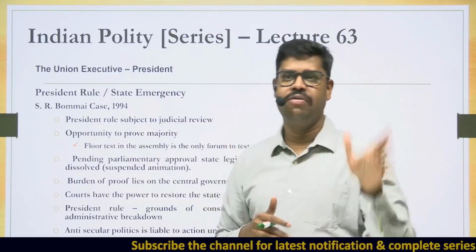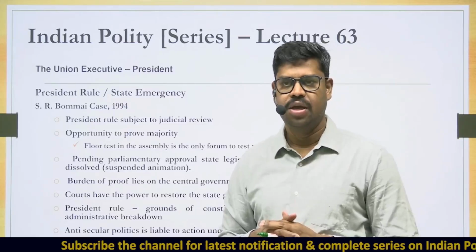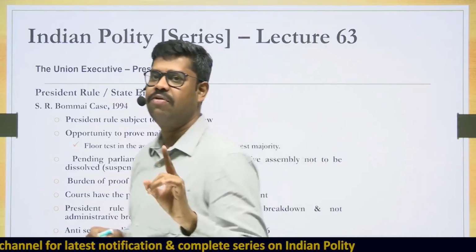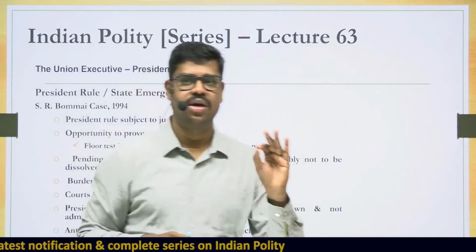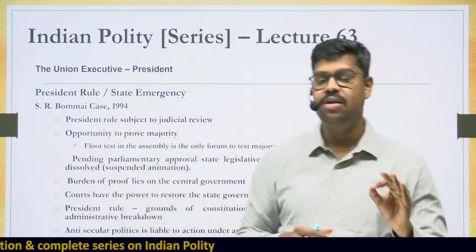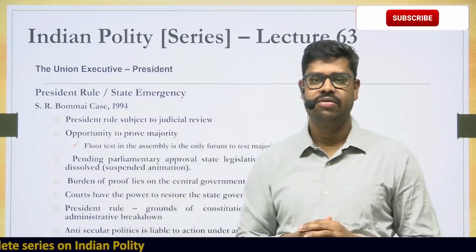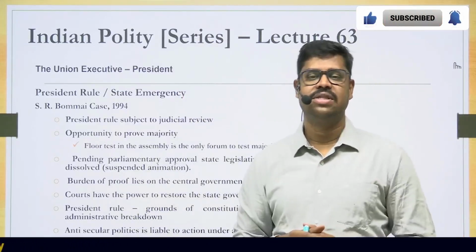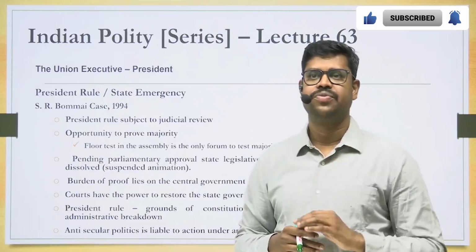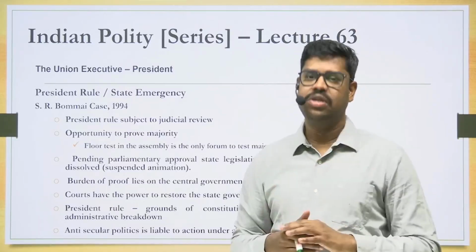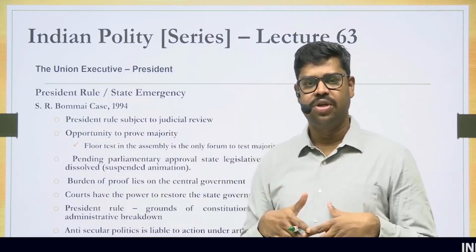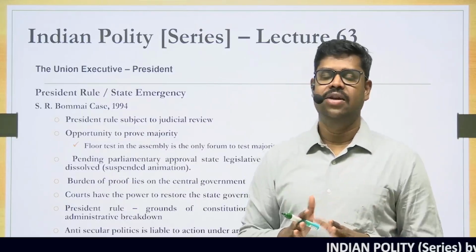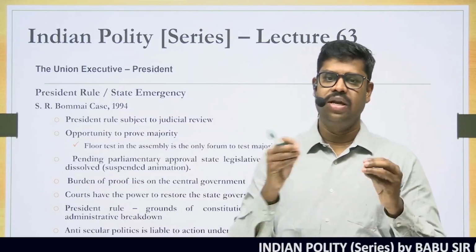What would be the appropriate way of exercising Article 356? First and foremost, the Supreme Court made it very clear that the exercise of power under Article 356 by the President of India is subject to judicial review. What does this mean? It means that whenever President's rule is imposed, and if the courts conclude that the power under Article 356 is misused, then to that extent the Supreme Court can give a remedy to the affected states.